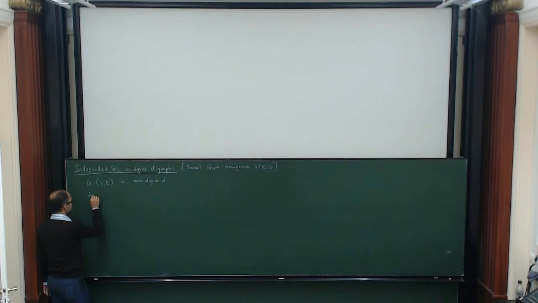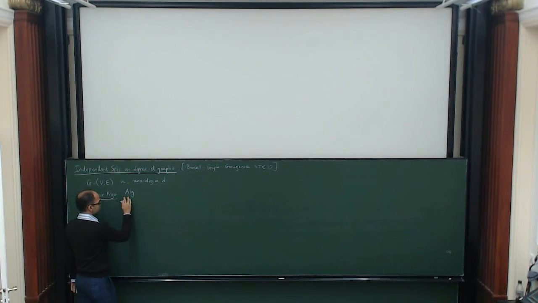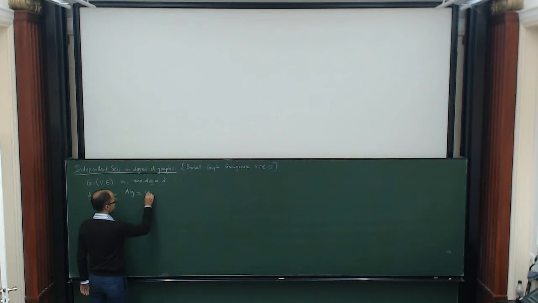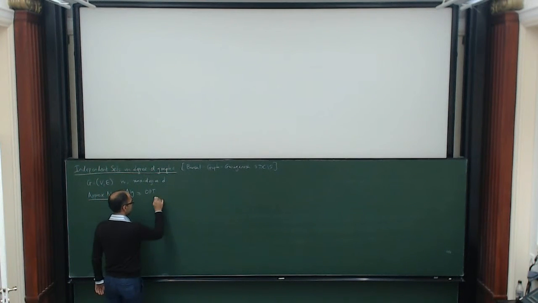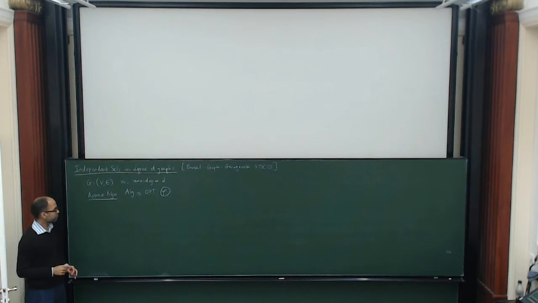So I want an approximation algorithm such that my algorithm's independent set size is at least opt times some factor alpha. Maybe I shouldn't use alpha, some factor rho, and this will be my approximation factor. Okay.